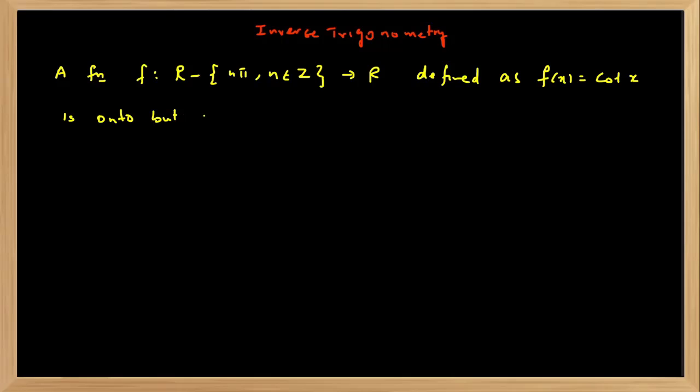but not 1-1. Cot is not defined at pi, 2 pi, 3 pi, 0, minus pi, minus 2 pi, because cot of x is cos x by sin x and sin x is 0 at all these points. That's why these points have been excluded from the domain. In the entire domain cot x is not 1-1, it is onto, so we'll choose part of the domain so that it becomes 1-1 also, so that we can define its inverse.